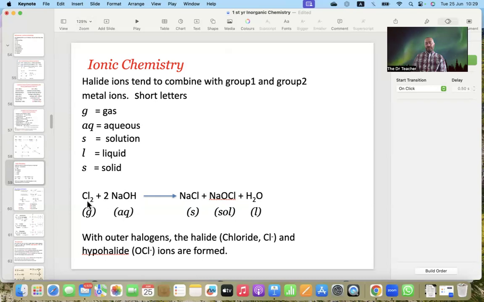The reaction between chlorine gas and sodium hydroxide will give salt, NaCl, solid, and sodium hypochlorite, solution, and water, liquid. So with halogens, there is the halide chloride, Cl minus, and hypohalite when there is oxygen with it. So they formed sodium hypochlorite.